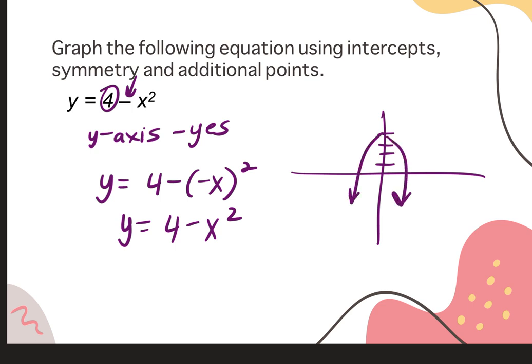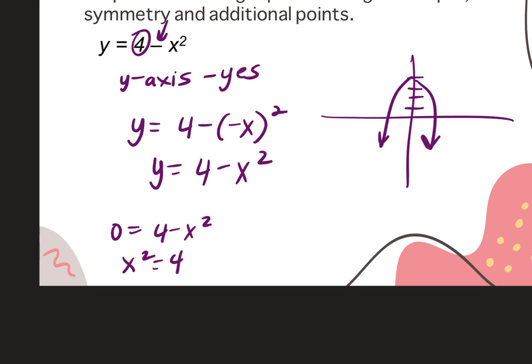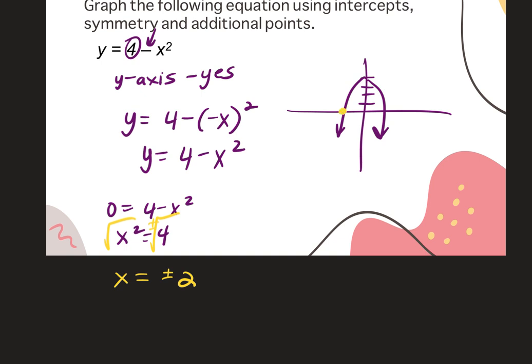So it's going to look something like that. You would still need to plug in your points. It's going to fail your x-axis symmetry. It's going to fail your origin symmetry. You're going to get 2 zeros or 2 x-intercepts because when I set this equal to 0, I end up getting x squared equals 4. And what do I do to get rid of that square? Square root. And when I square root both sides of an equation, I have to remember to do what? Plus and minus. So my 2 x-intercepts are going to be at negative and positive 2.